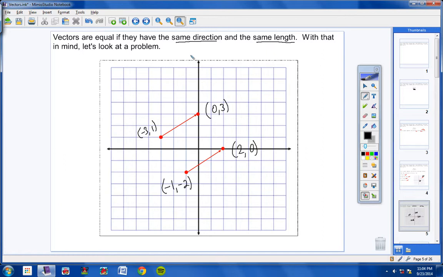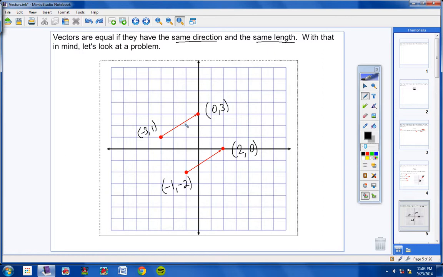And notice, students, vectors don't have to be drawn in the same place on the coordinate plane. One could be up here, one could be down here, and they could still be equal as long as they have the same direction and the same length. All right? I'm going to give you a couple more seconds, quickly copy this down, and then we're going to take a look at this problem here.